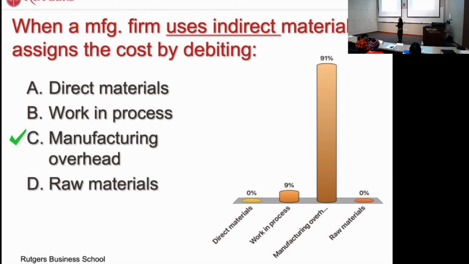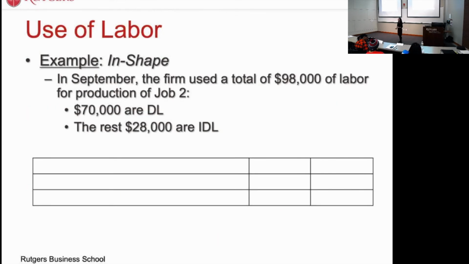And similarly, we are going to look at the use of labor. So now in September, we have some labor costs incurred. Among the total cost of labor, we have some part of the direct labor and some part of the indirect labor. So the same logic applies here.